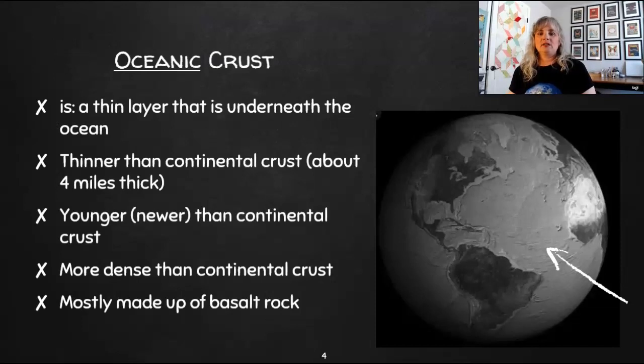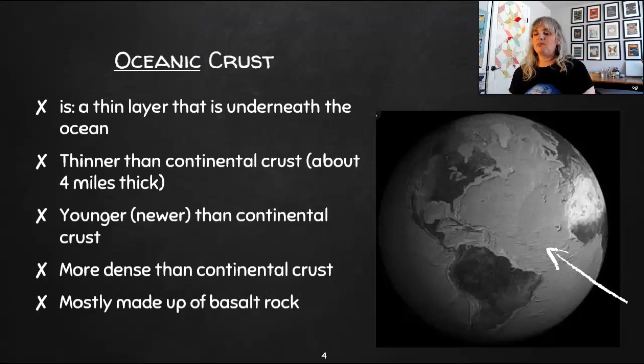We are first going to talk about the two different types of crusts. The first one we're going to talk about is oceanic crust. So this is the crust that's underneath the ocean, the land that's underneath the ocean. It is thinner than continental crust. It's about 4 miles thick. It is younger or newer than continental crust, which we're going to learn more about later. And it's more dense than continental crust, which means it weighs more for the amount of space it takes up, or its volume. So it's more dense.